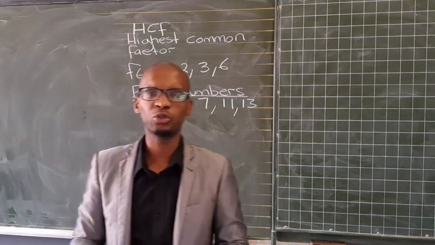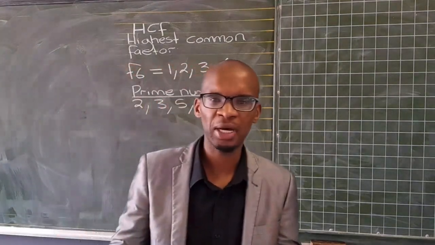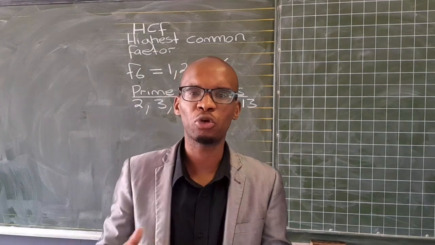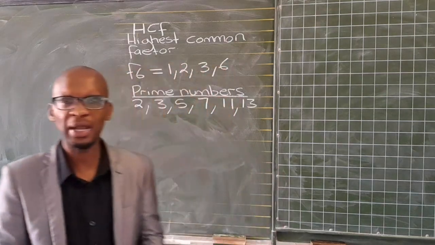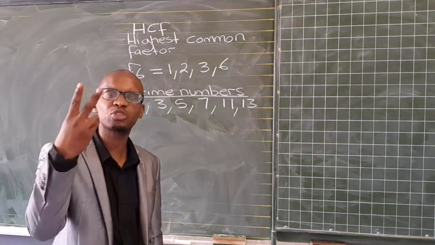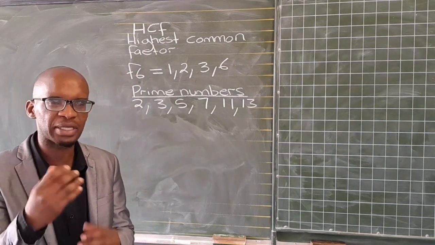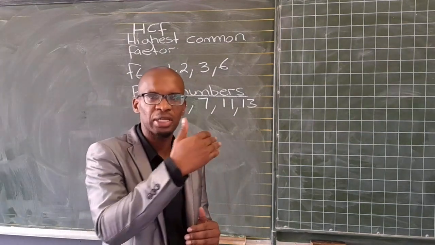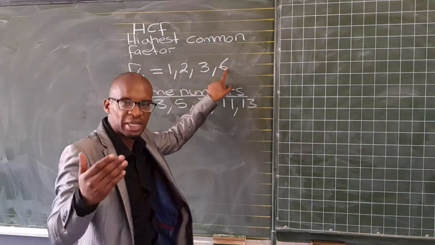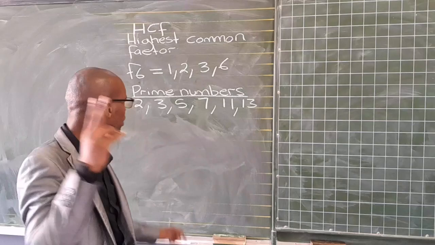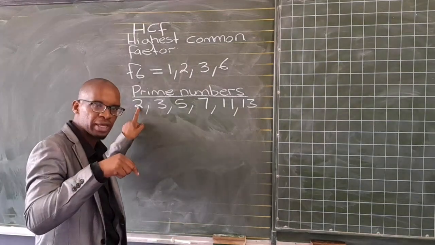Then the next thing we need to look at is our prime numbers. We need to understand what is a prime number and how we can use them in order to complete our factor tree diagram. So what is a prime number? A prime number is a number that only has two factors. We already defined what a factor is, and we said a factor is a number that can go into the given number without leaving a remainder. We saw that 6 has 4 factors, but now a prime number only has 2 factors. In other words, it is the number itself and 1.